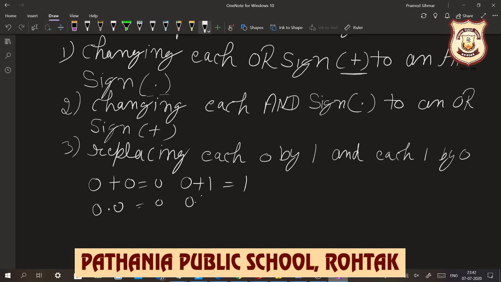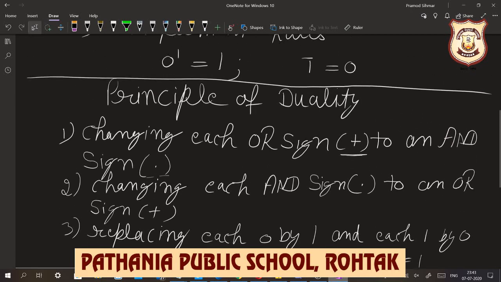So here 0 multiply 1 always 0, and where you write down 1 plus 0 is equal to 1, and here 1 multiply 0 always 0, and in addition you write down 1 plus 1 is equal to 1, but here when you replace it, 1 multiply 1 always 1, which is nothing but the same as postulate number 3. And what is postulate number 3?